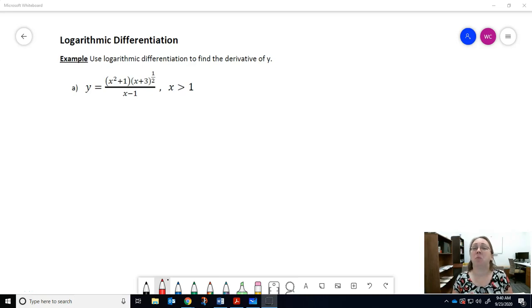All right, we're going to do some derivative examples here. And I'm not going to give away exactly what we're going to talk about. I'm going to show you. So, does this look like a fun problem to find the derivative of? Yeah, that's kind of crazy.